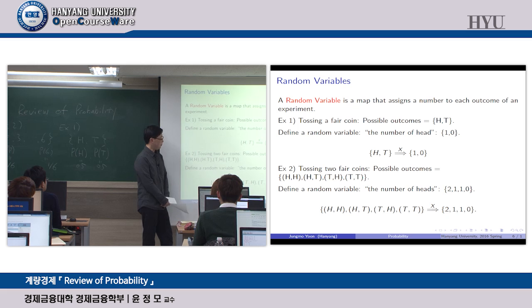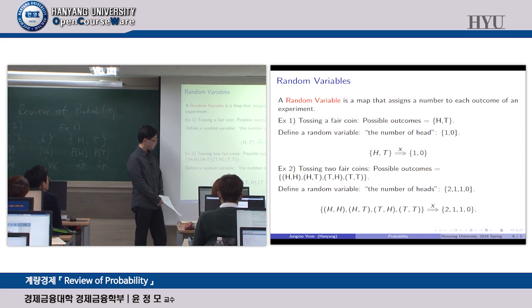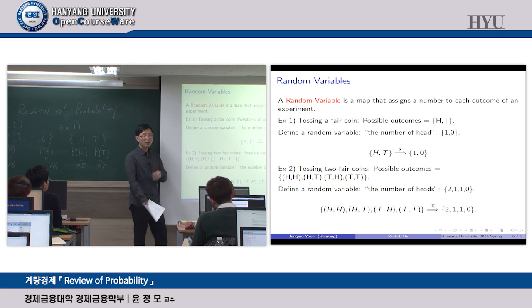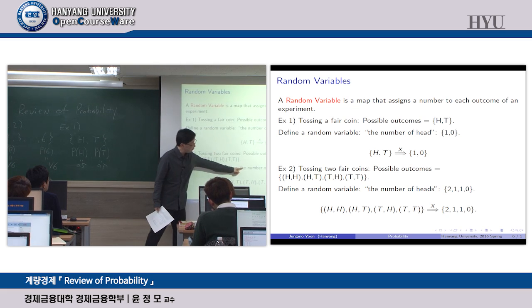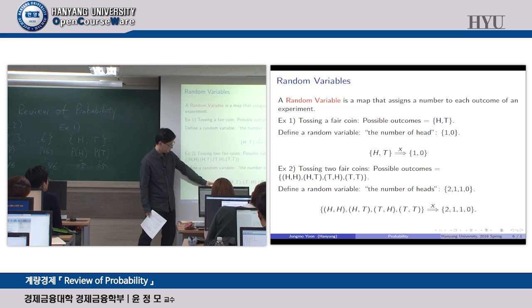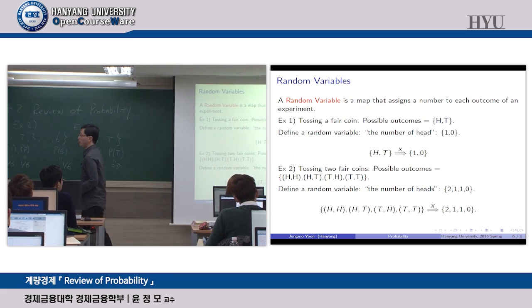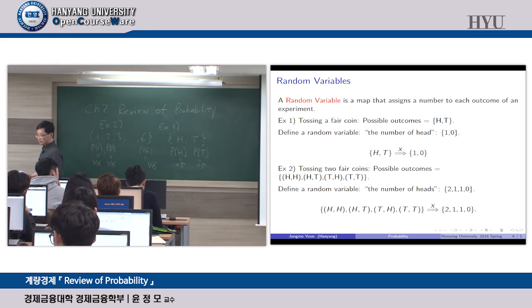You have 4 potential outcomes. You can define a random variable such as the number of heads, in this example. Now suppose that you throw 2 coins and you have H and H, head and head. What number does this random variable assign to this outcome? You assign 2, right? There are 2 heads. How about HT? You assign 1. So a random variable assigns a number to each outcome.